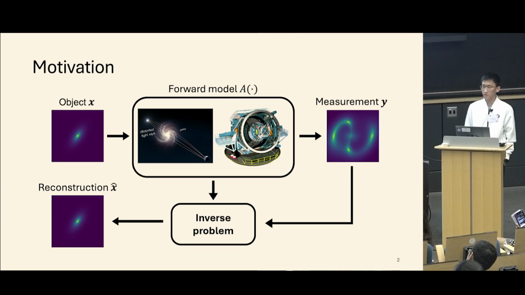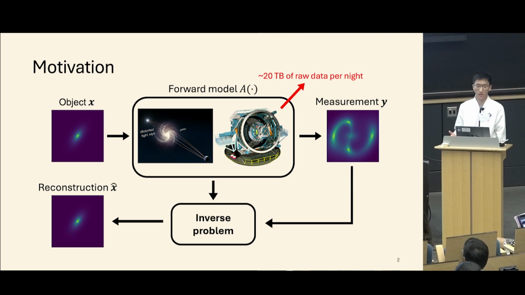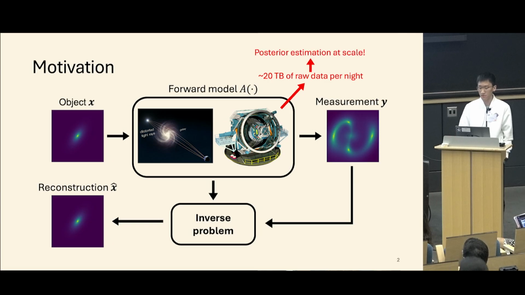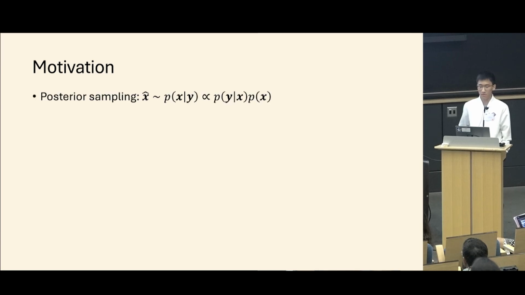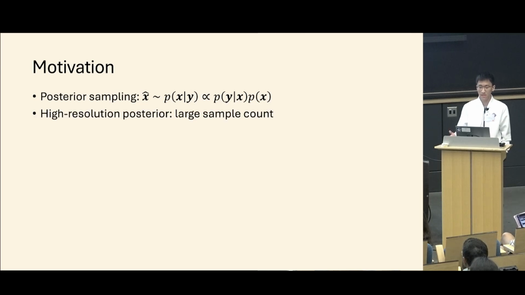And in these scientific applications, usually the posterior on your image is required for downstream science, and especially with LSST, which will produce about 20 terabytes of raw data per night, what you really want to do is to have these posterior estimations at scale. And to estimate the posterior distribution, most of the methods work by drawing samples from the Bayesian posterior. And a claim I want to make right here is that in these scientific applications, a lot of times you will want to have these high resolution posteriors.